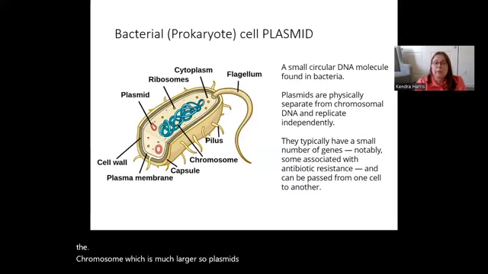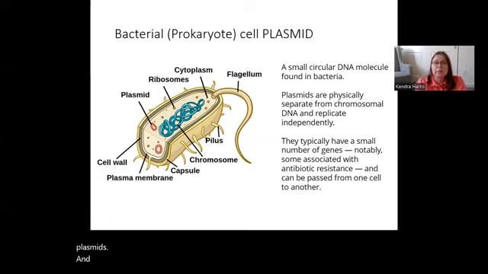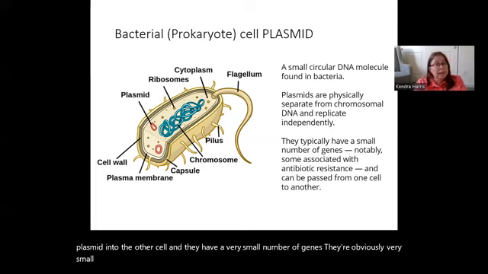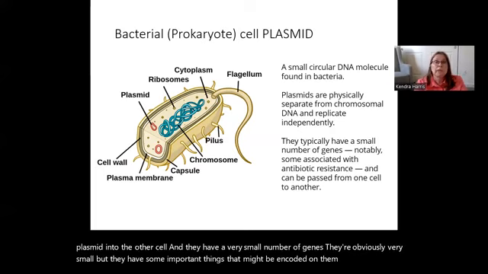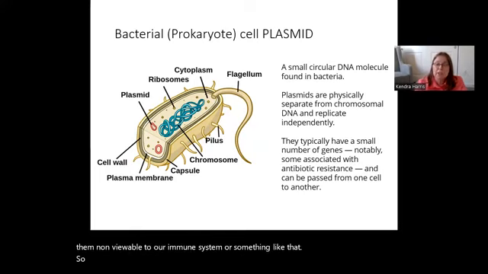So plasmids are important because, as I showed, the bacterium can conjugate with another bacterium, and they can exchange plasmids. And plasmids typically replicate independently. So this plasmid could replicate and then send a duplicate plasmid into the other cell. And they have a very small number of genes. They're obviously very small, but they have some important things that might be encoded on them. They might have antibacterial resistance, or they might code for something that protects them or makes them non-viewable to our immune system or something like that. So anyway, a plasmid is a small circular DNA inside the cytoplasm, not associated with the chromosome of the bacteria.